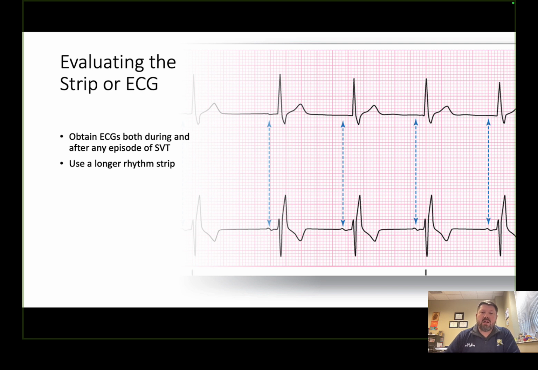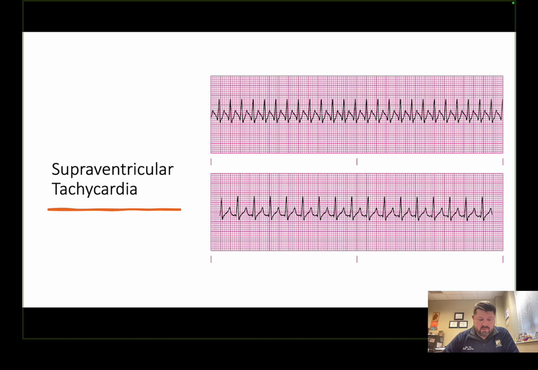Keep in mind that you may need a longer strip to evaluate a rhythm or event. Make it a habit to get a long rhythm strip when confronting a rhythm abnormality. Once we've identified our rhythm as a narrow complex tachycardia, we should evaluate the ECGs for the rate, regularity, P-wave, PR or RP intervals, and QRS morphology, also looking for the presence of pseudo-R waves and pseudo-S waves. So these are two different examples of what we would call an SVT.